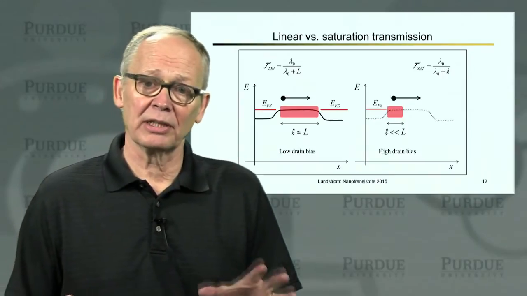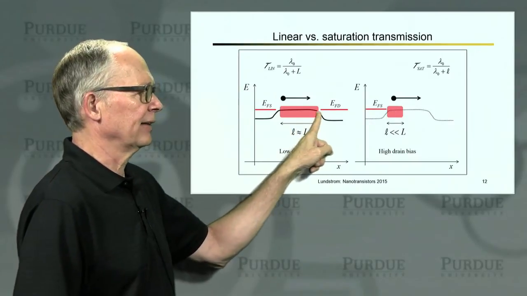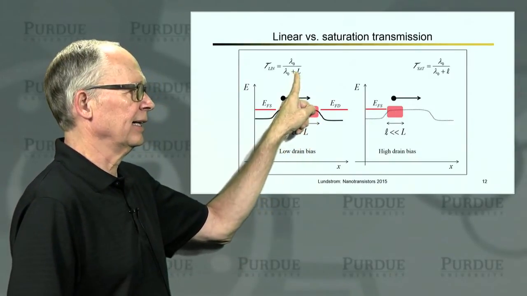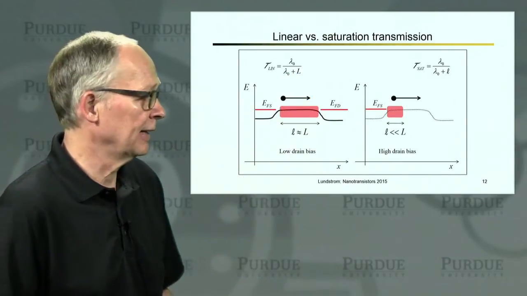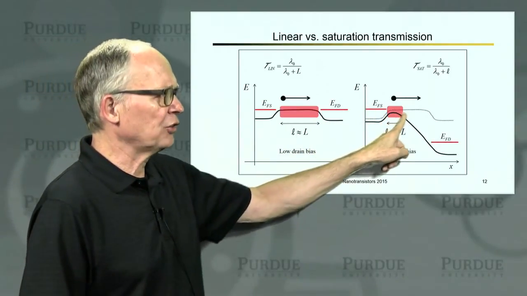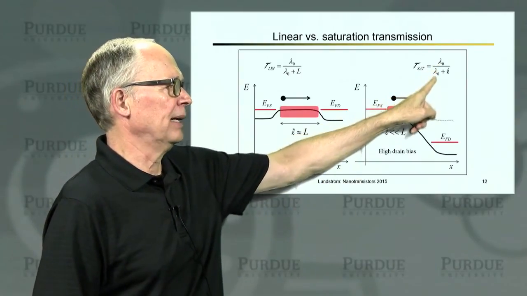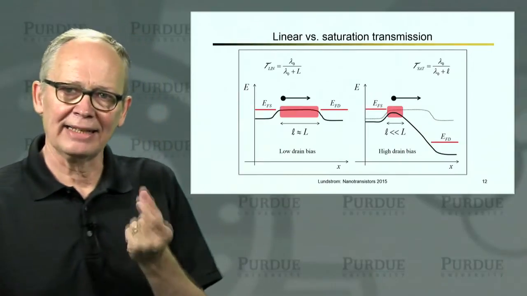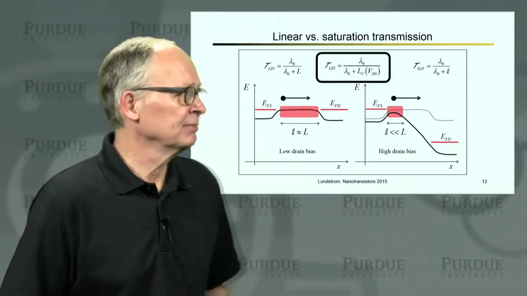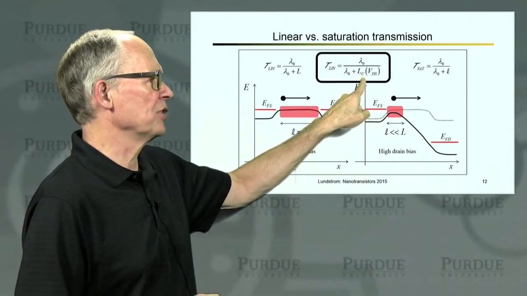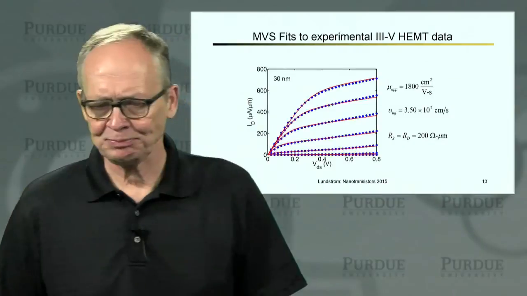And the physical argument, you'll recall, was that under low drain bias, the scattering matters in the entire length of the channel. So the critical length is the entire length of the channel, and the transmission is mean free path divided by mean free path plus the channel length. Under high bias, however, scattering only matters in the low field region near the beginning of the channel, and the transmission is mean free path divided by mean free path plus the length of that very short bottleneck region, which is why the transmission is higher in the saturated case. So the point is that the transmission in general is a function of the critical length, which is a function of the drain bias.